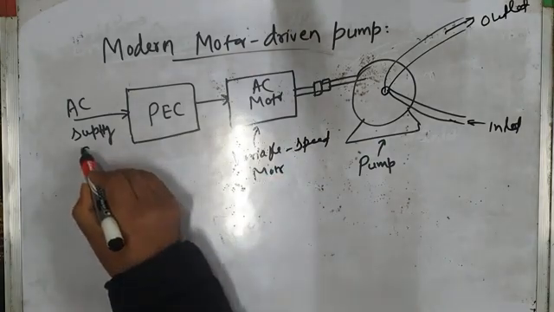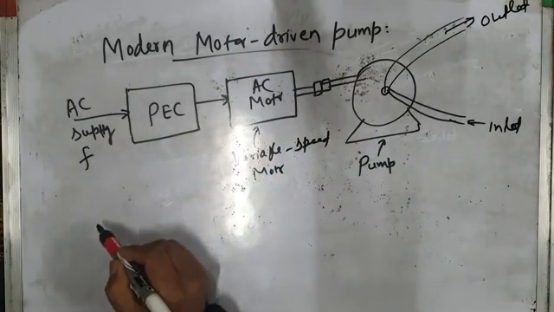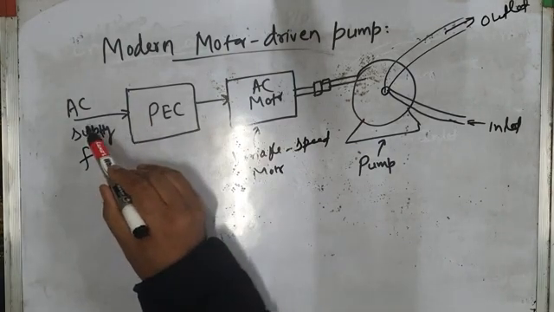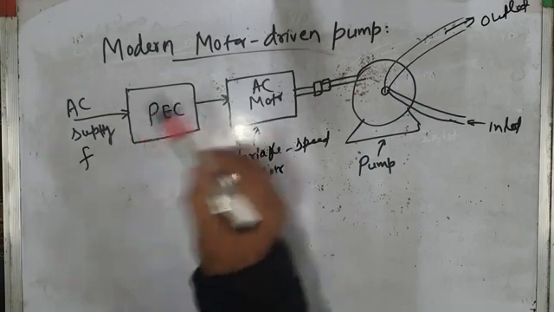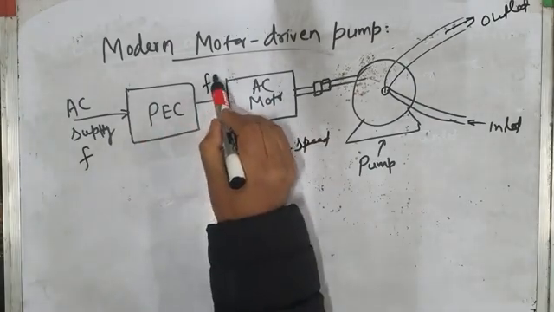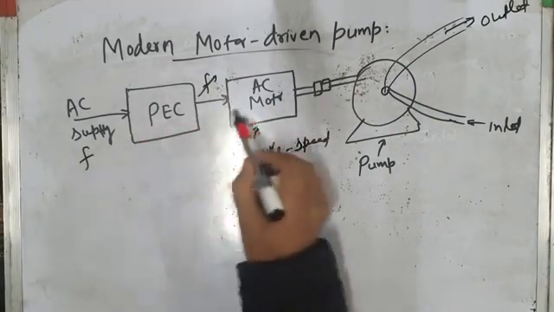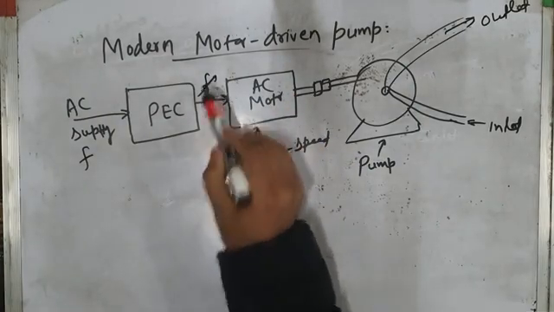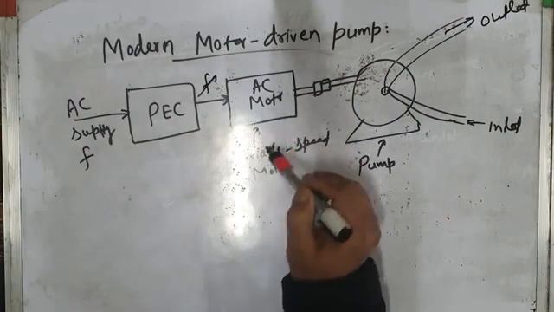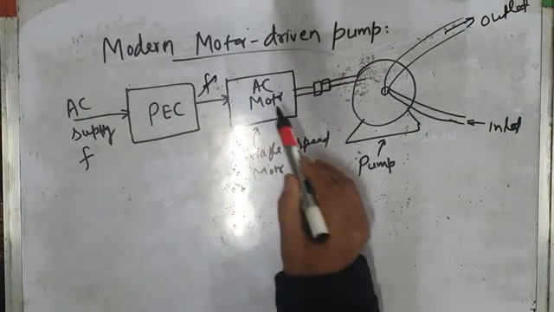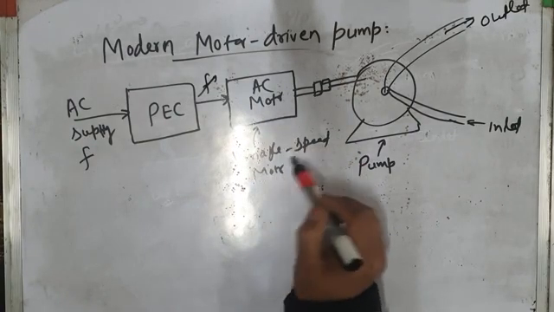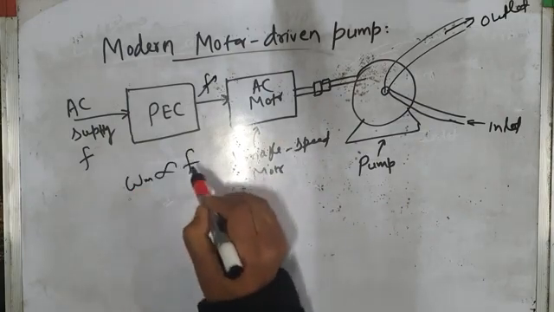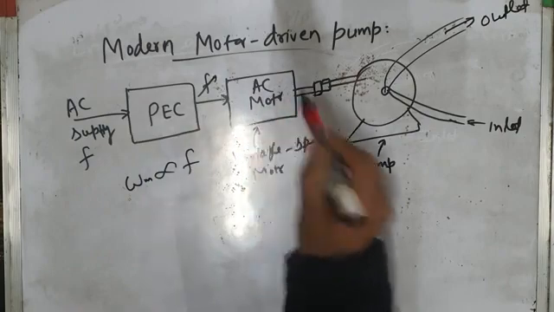The frequency of the supply here is F, say 50 Hertz. And what this power electronic converter does, it may convert AC into DC and DC back into AC, but at variable frequency. So the power supply which is fed to the winding of the induction motor is at variable frequency. And at variable frequency, we know that the motor does not run at fixed speed, it runs at variable speed, because the speed of induction motor is directly proportional to frequency. As the frequency changes, the speed of motor changes.